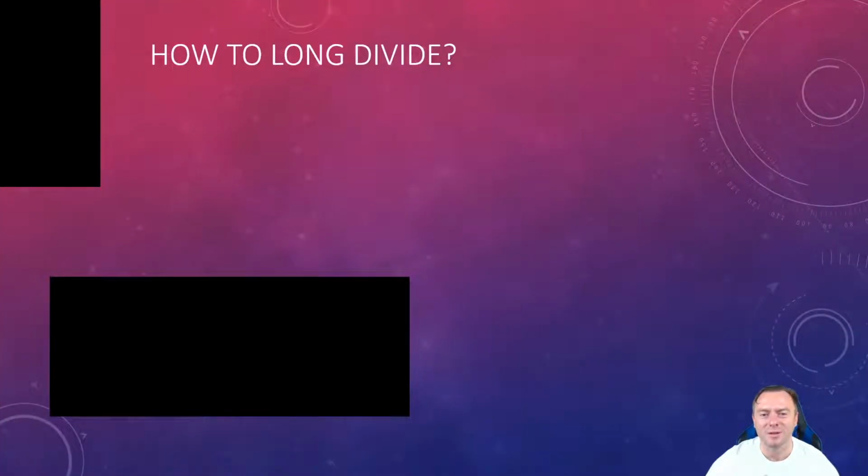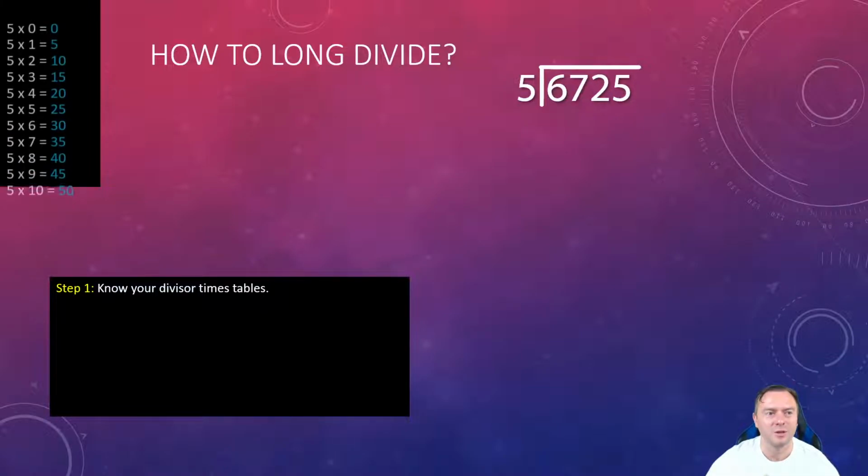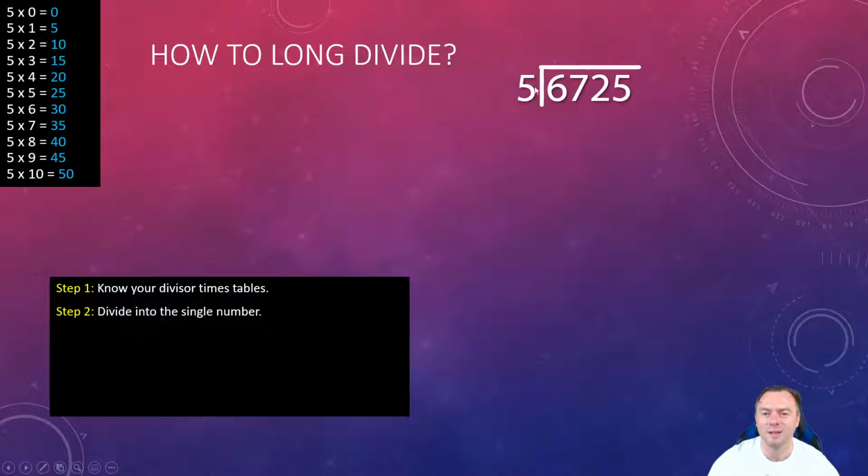So how do we long divide then? Okay, we're just going to follow a simple process and then I'll get you to have a crack at this yourself. First step is know your divisor times tables. So we're dividing by 5 this time. So you can either write them out or know them back to front. Okay, so I've written a little table up here in the top left. So 0, 5, 10, 15, 20, etc. And the next step then is you want to divide into the first number. So straight into this number here, you always start from the left and work your way across to the right.